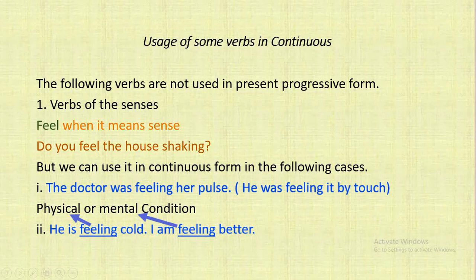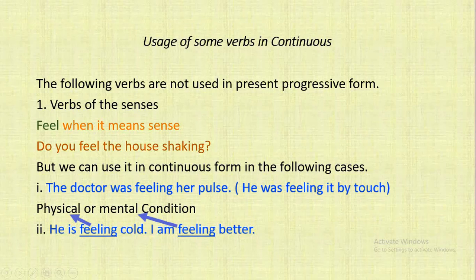So we can use it, but not the way that means sense. You cannot use the word feel in ing form when it is used in the meaning of sense. There are certain verbs which are not used in present progressive form. Let's talk about those verbs. For example, verbs of the senses like feel.